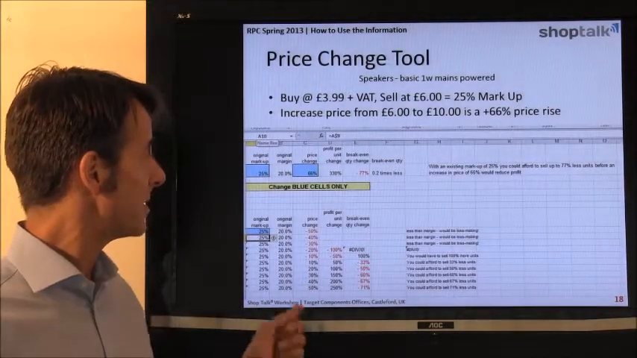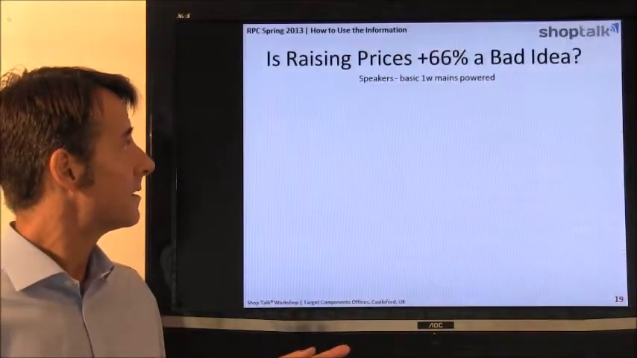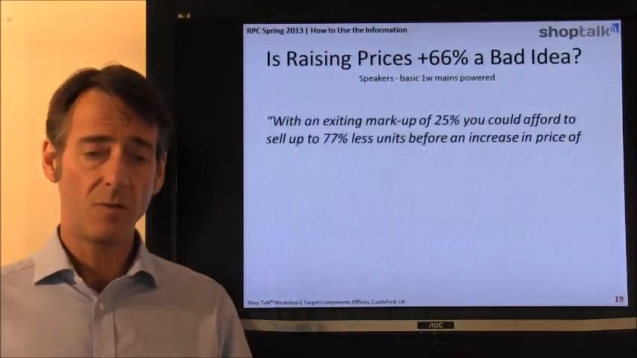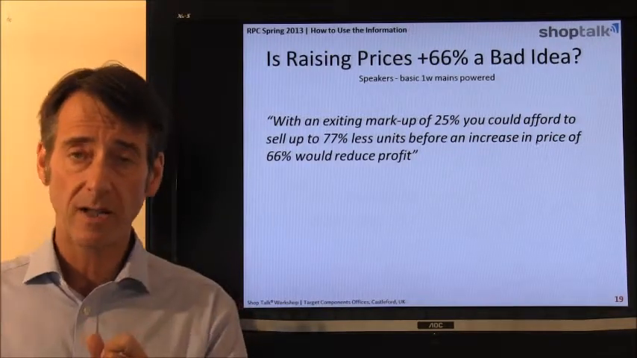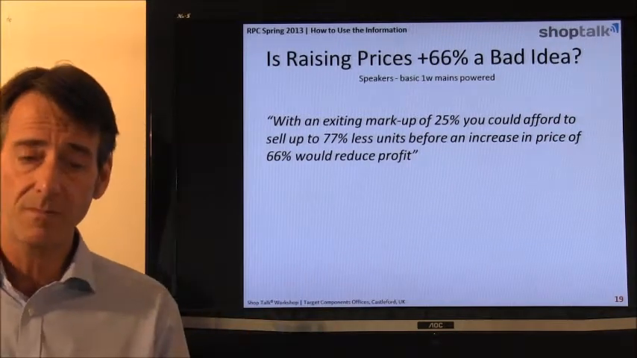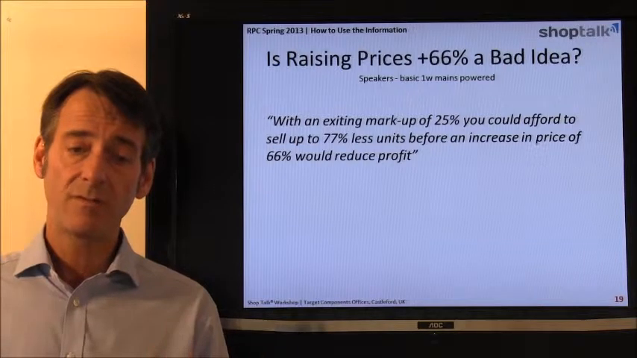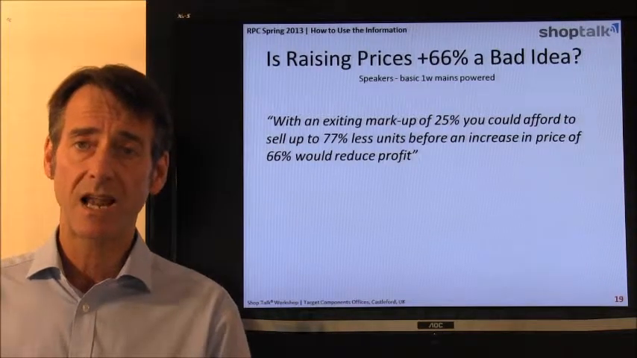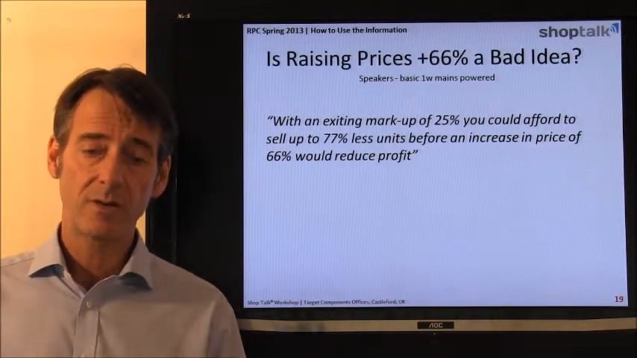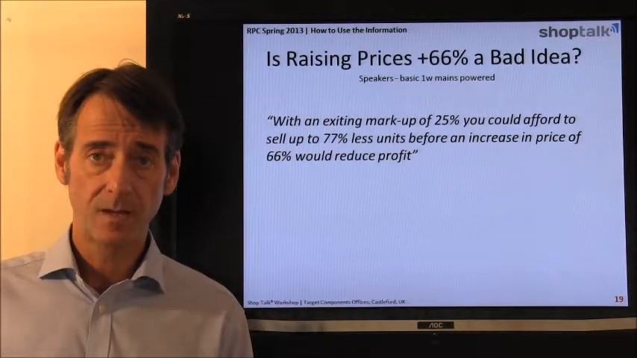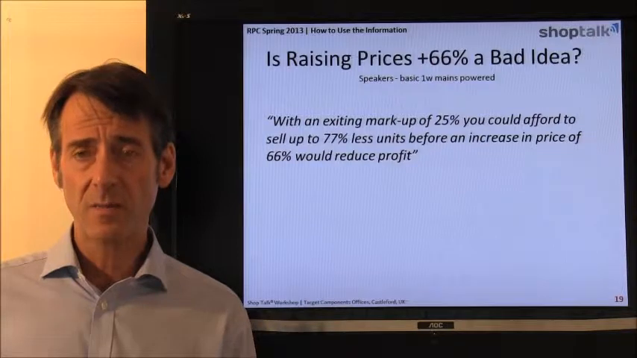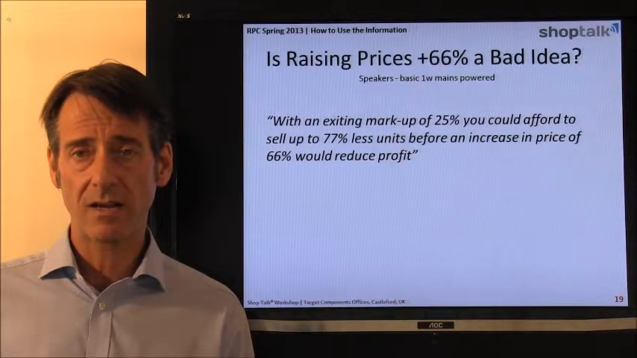And if you stick that into the price change tool, the price change tool will actually give you this following statement. It'll show you the numbers, but there's a macro in it that actually gives you this text. With an existing markup of 25%, you could afford to sell up to 77% less units before an increase in price of 66% would reduce your profit. Yeah? 3/4 of your business could evaporate before this is a bad idea.